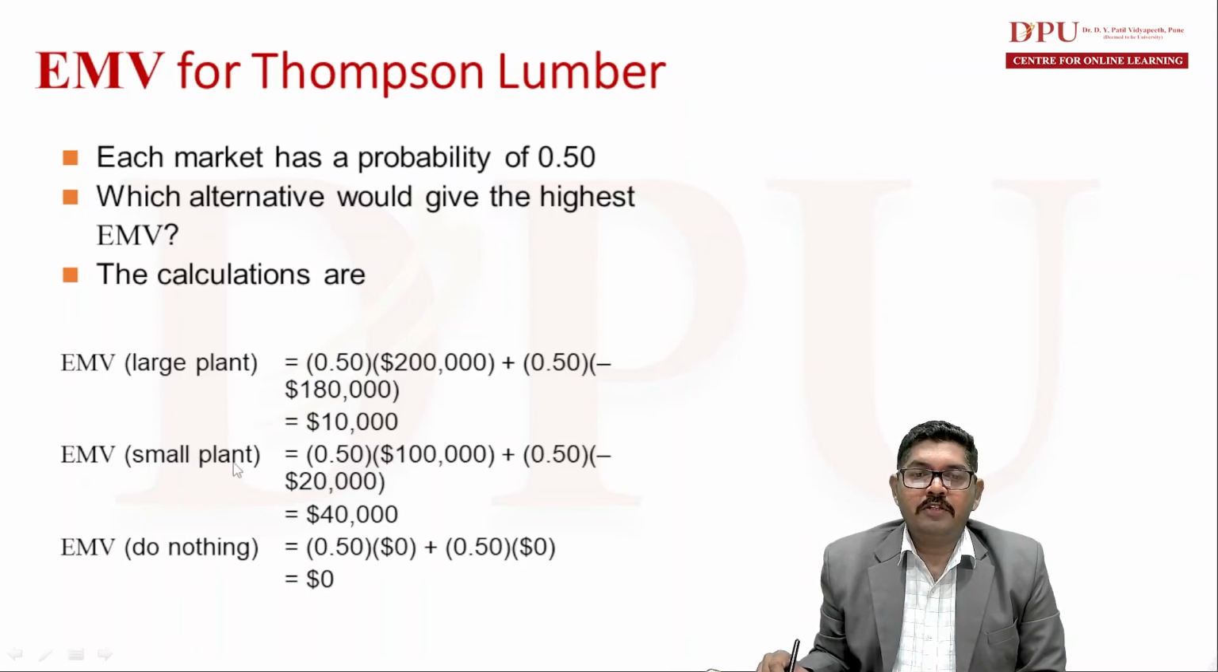Then the EMV for a small plant is equal to 0.50 multiplied by the payoff under favorable condition plus 0.50 multiplied by the payoff under unfavorable condition. This will give us 40,000 EMV for a small plant. Then we have the EMV for doing nothing: 0.50 multiplied by 0 plus 0.50 multiplied by 0, which gives us 0. So these are the EMVs from the different courses of action chosen.